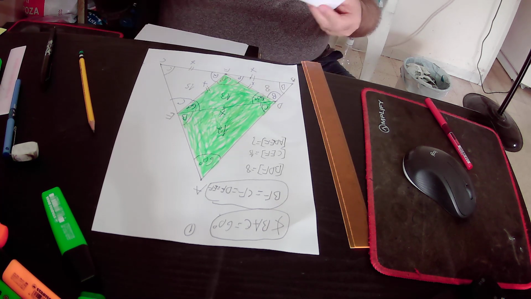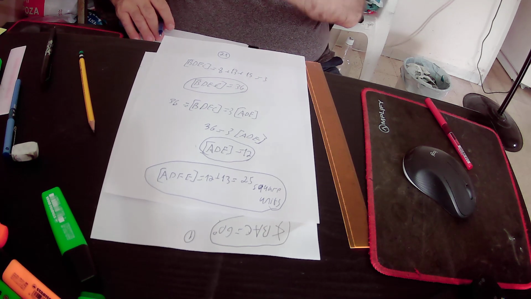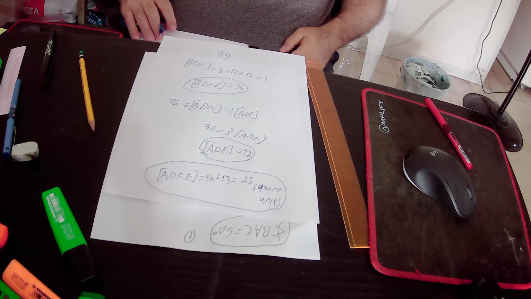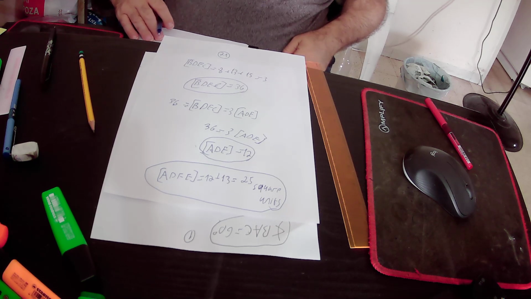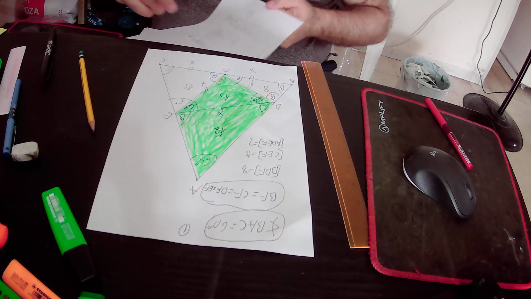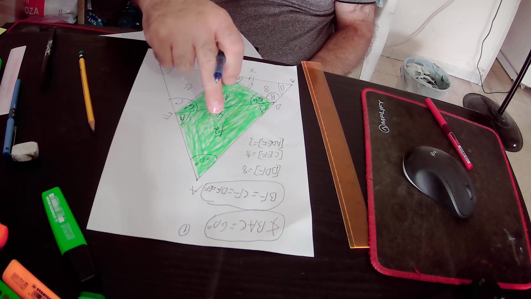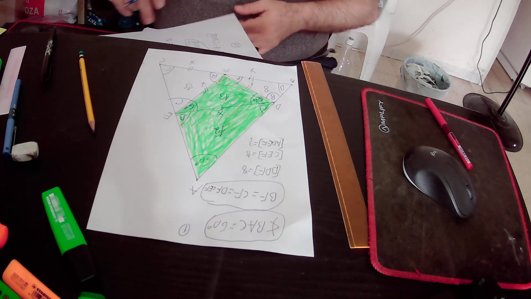So the final answer to the question is that the area of the green shape, that is the green quadrilateral ADFE, equals 25 square units. The area of this green quadrilateral equals 25 square units.